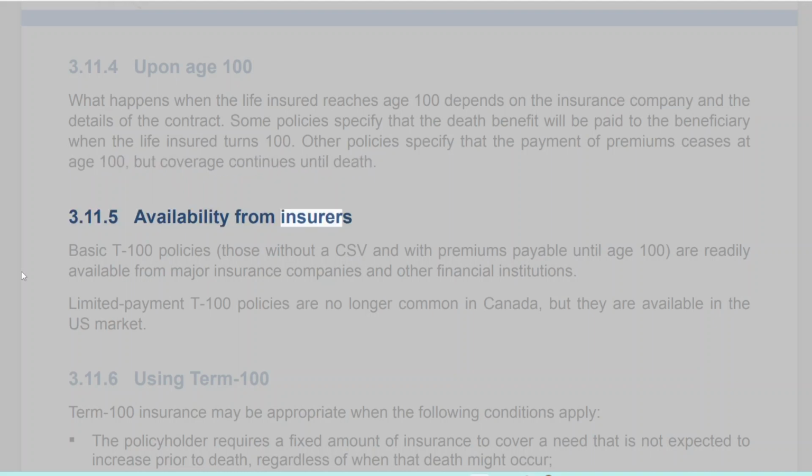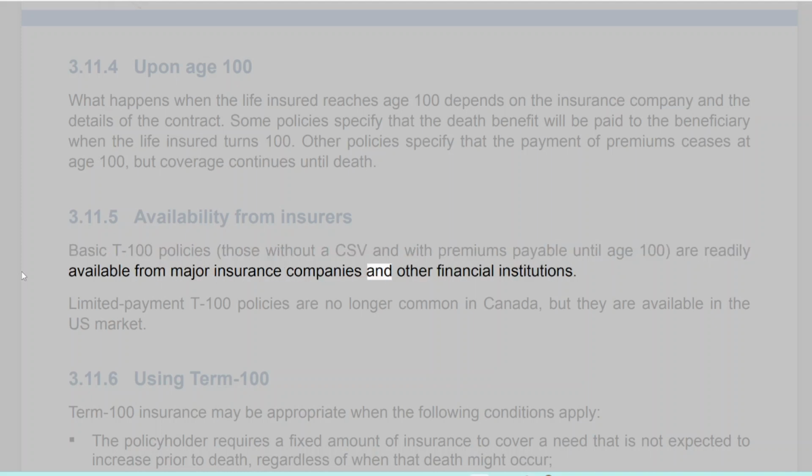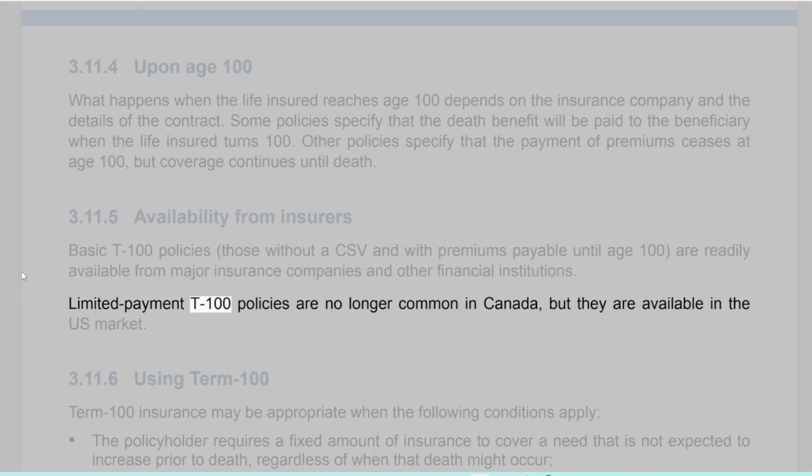3.11.5 Availability from insurers. Basic T100 policies, those without a CSV and with premiums payable until age 100, are readily available from major insurance companies and other financial institutions. Limited payment T100 policies are no longer common in Canada, but they are available in the US market.